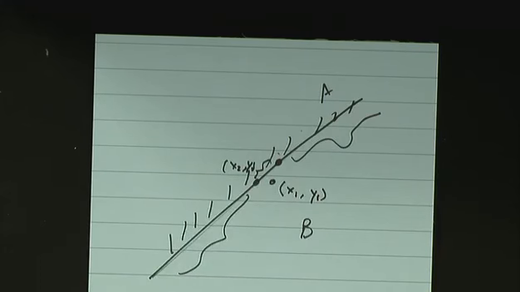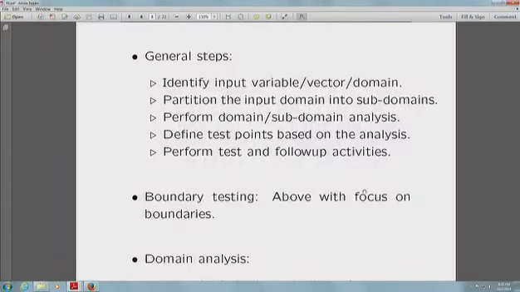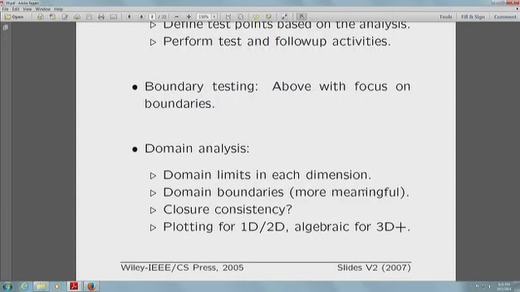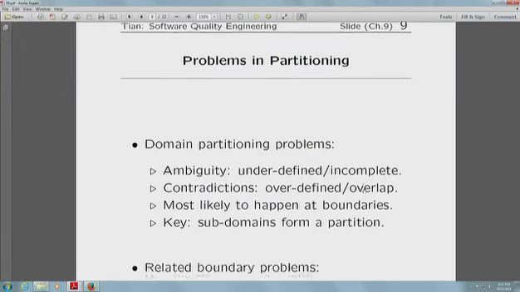But most of the time it's easier and more straightforward to understand by drawing things out. So you should be comfortable with drawing things out. Then we can look at the boundaries and the domains and perform domain analysis. With each domain, you look at what's the maximal and what's the minimal for each dimension, and whether it's open or closed, and you can plot them.